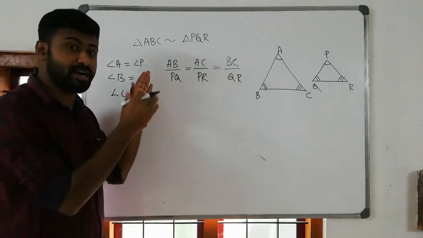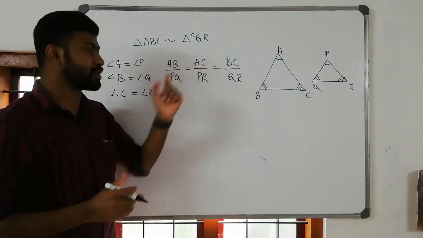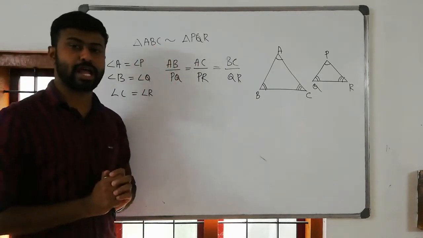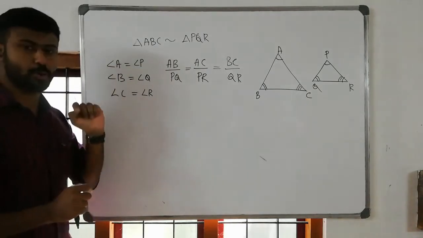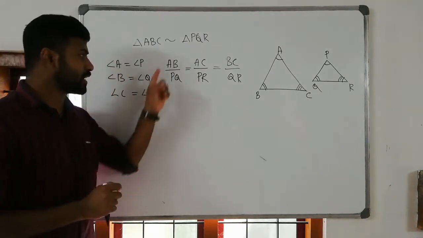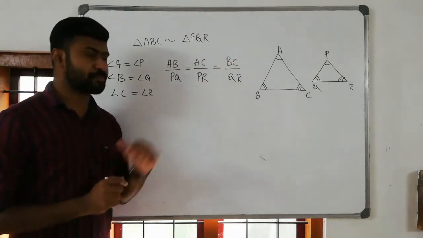This is the meaning of the corresponding sides are proportional. Here the ratio between the corresponding sides are equal. So if triangle ABC is similar to triangle PQR, angle A equal to angle P, angle B equal to angle Q, angle C equal to angle R, AB by PQ equal to AC by PR equal to BC by QR.